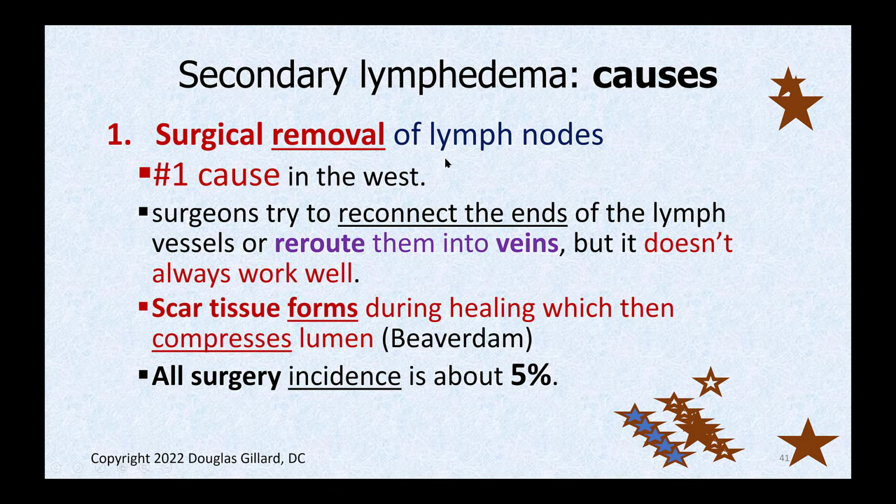By far, the number one cause is surgical removal of lymph nodes. Probably you're looking for cancer, or the lymph nodes have snagged a bunch of cancer cells. And in order to prevent that cancer from spreading further into the body, you have to take them out. Then the surgeons can reconnect the ends of the major lymph vessels to veins and try to reroute them, but it's not very successful because scar tissue forms after the ends heal together, and it causes a beaver dam. It's said to occur in about 5% of all surgical cases.